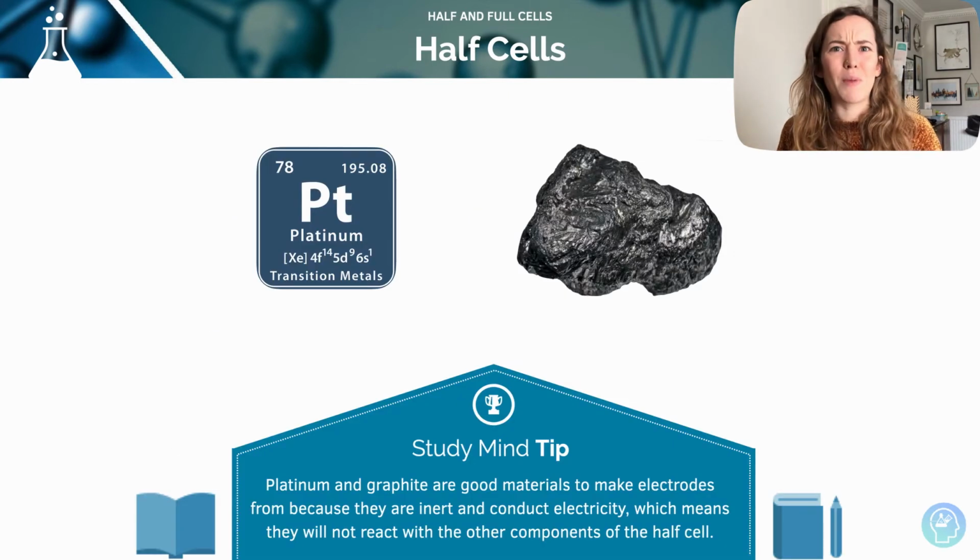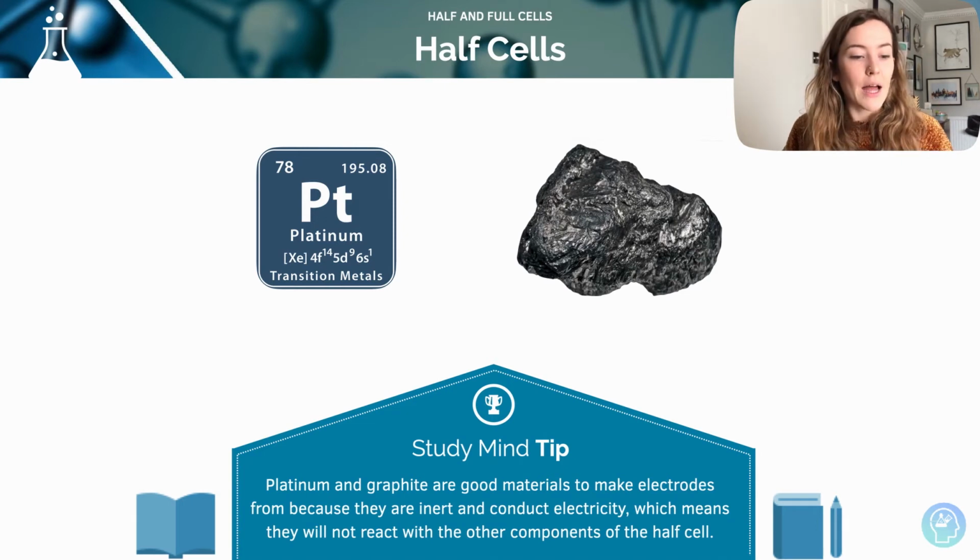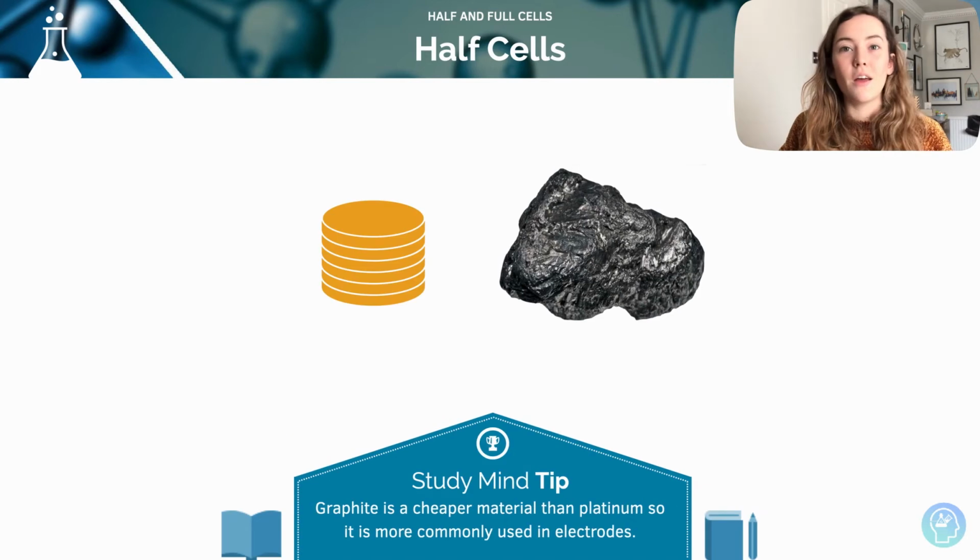So why do we use platinum and graphite, for example? Well, they're good conductors. They conduct electricity very easily, but they're also inert. So they're not going to get involved in that equilibrium at all, and they don't react with any other components. Of course, I'm sure you've heard that platinum is a very, very expensive metal. Graphite is a lot cheaper, so it's much more commonly used in electrodes.